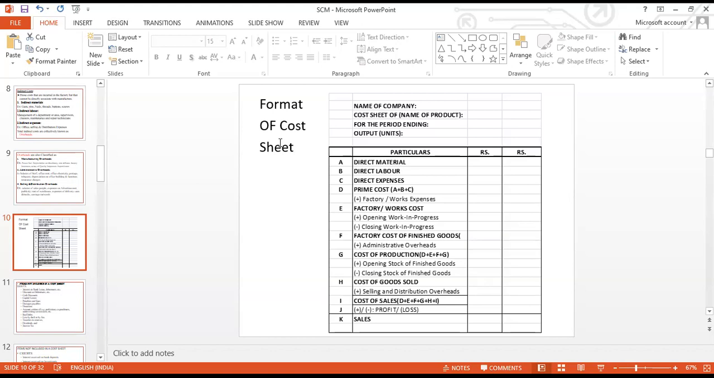Then in that factory cost of finished goods, we add the administrative overheads, means what, general overheads. Okay, by adding general overheads, we calculate the cost of production. This is the cost of production in which we add the opening stock of finished goods and we deduct the closing stock of finished goods. And by adding this opening stock of finished goods and deducting closing stock of finished goods, we go to the cost of goods sold, in which we add the selling and distribution overheads there, and it goes to the cost of sales, in which we add our profit and it becomes your sale value. This is the way by which we prepare the cost sheet.